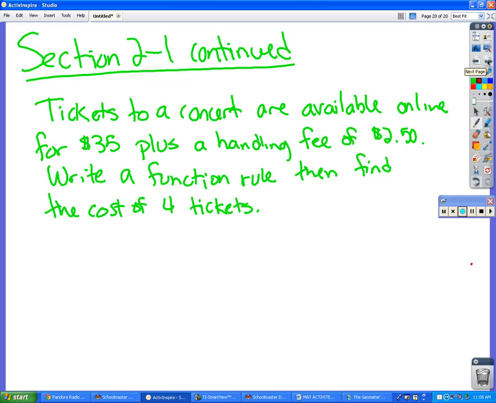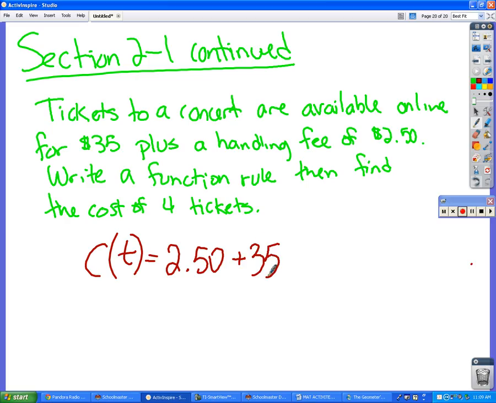So what did you say? Cost and ticket. So you could call it C and then we're going to go per ticket. So that makes it a little bit clear what we have going on. All right, so what is my function rule, not what is the answer to the question? 250 plus 35x. So you have to pay $2.50 no matter how many you order, and then also $35 per ticket. All right, does that make sense?